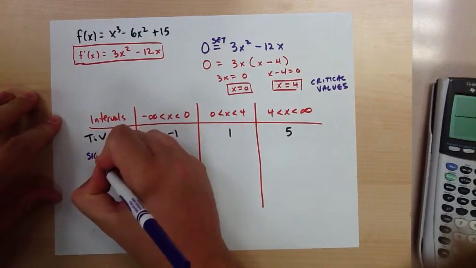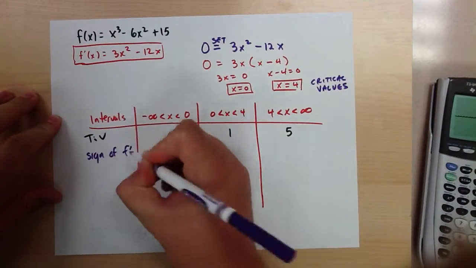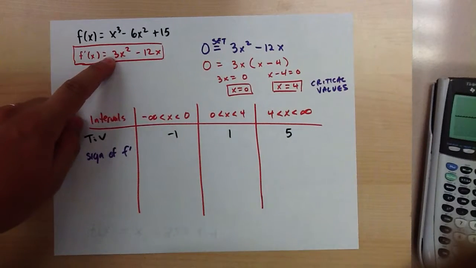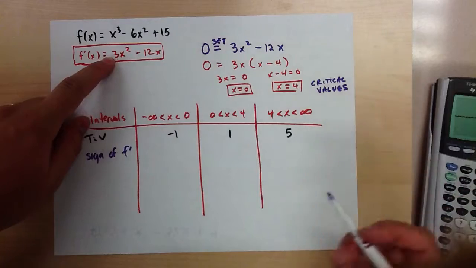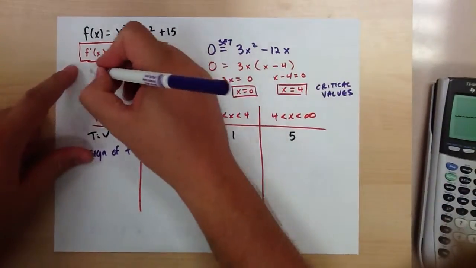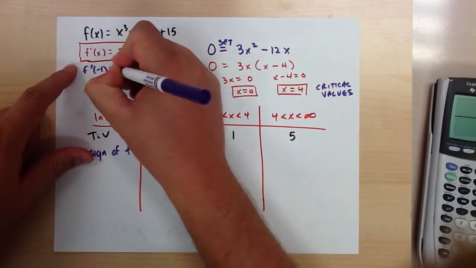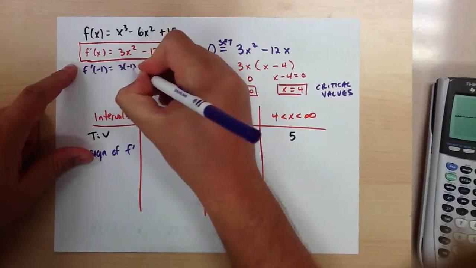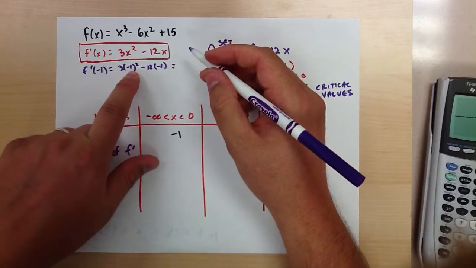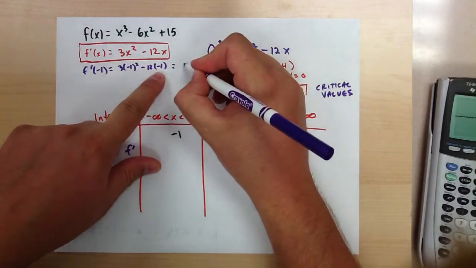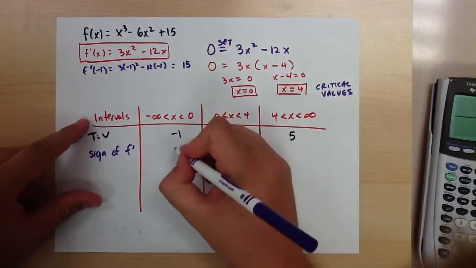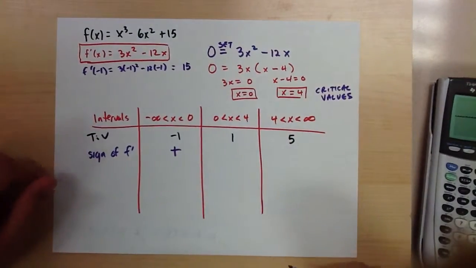So we're going to find the sign of f prime. We're going to put -1 into my first derivative, and we're going to see if it's positive or negative. So f prime of -1, I get 3 times -1 squared minus 12 times -1. Well, that gets me a positive 3 plus 12, so that's 15. The big thing is it's positive. Hopefully you can recognize that.